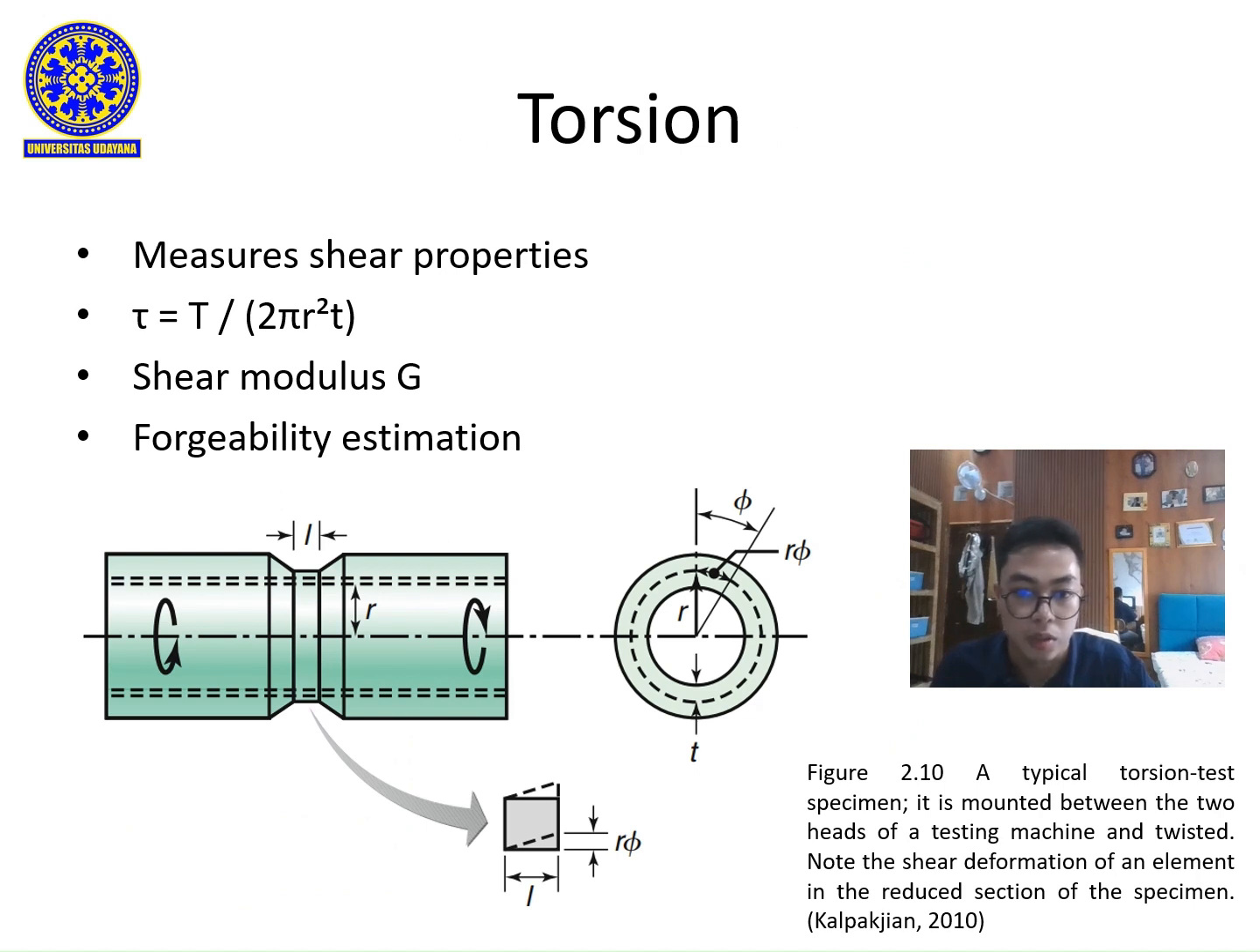Torsion test measures how a material responds to shear stress. A thin tubular specimen is twisted, and the shear stress and shear strain are calculated. From this, the shear modulus or modulus of rigidity can be determined. Forgeability of metal can also be evaluated by the angle of twist before fracture, as illustrated in figure 2.10.